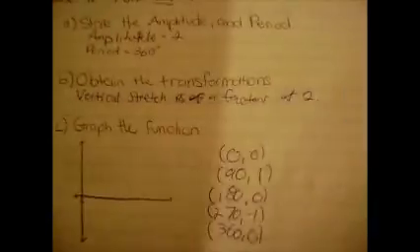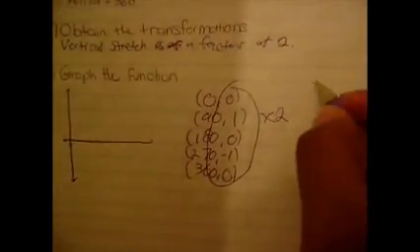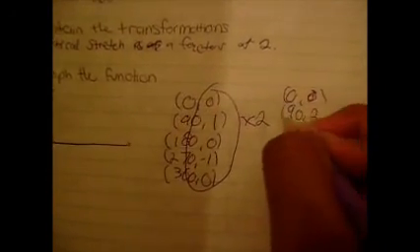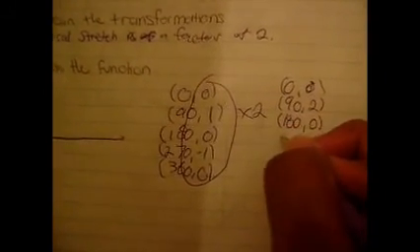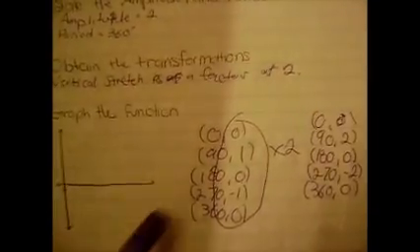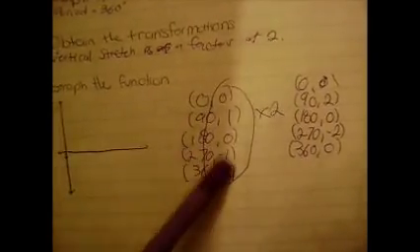So, since we have a change, it should be a change of 2. So all the y values will be multiplied by 2. So this will change to 0 and 0, 90 and 2, 180 and 0, 270 and -2, and 360 and 0. So take note that only our 90 and 1 changed and our 270 and -1.